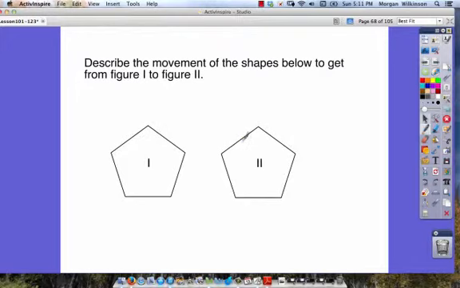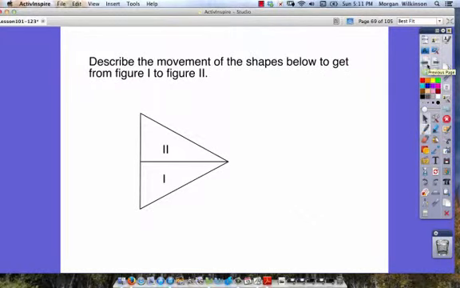Let's look at another example with a transformation. Describe the movement of the shapes below to get from figure 1 to figure 2. Well, these shapes are exactly the same pentagon. They're the same size and the same shape. They're congruent. All we've done is move shape 1 to the right. So this is an example of a slide. Or we could also call it a translation.